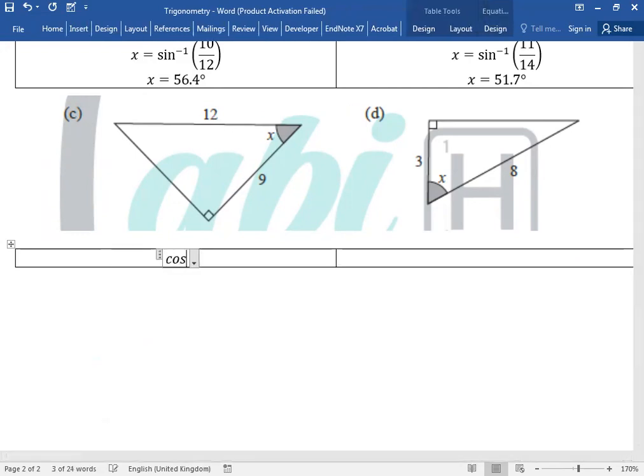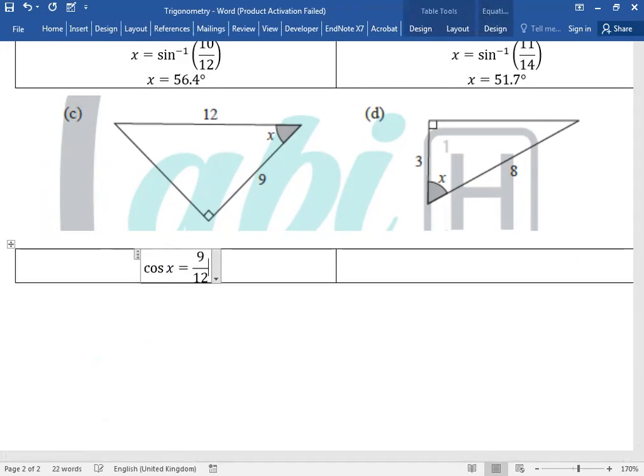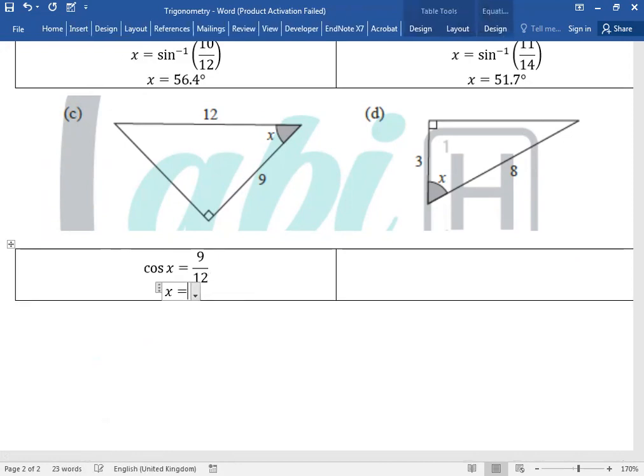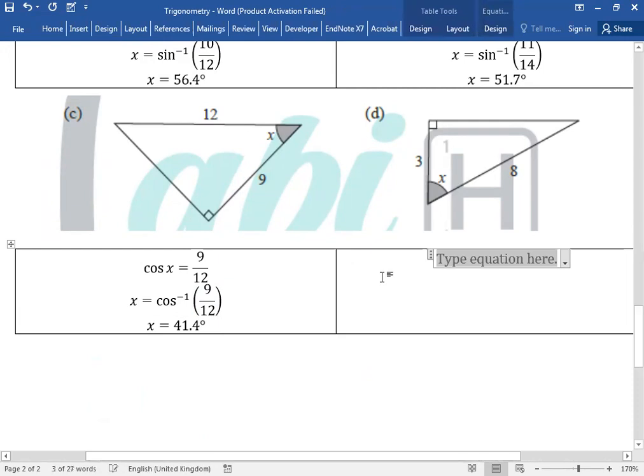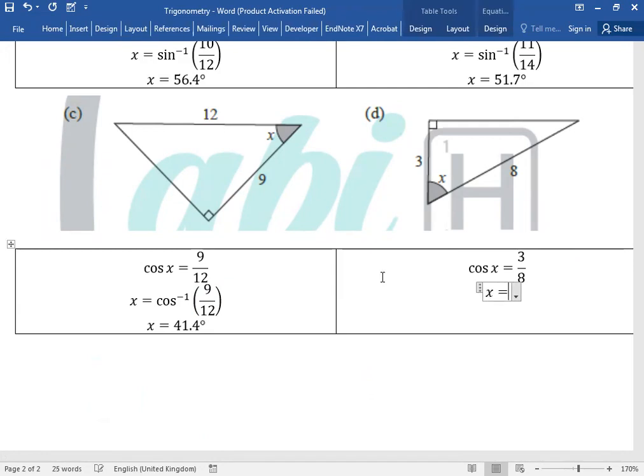Very good. We'll use cos x. What is the adjacent? 9 over 12. Again, this can be simplified to 3 over 4. But if you don't want to do it and you are adamant on using the calculator, that's perfectly fine as well. So what is the value of x? Okay, what about this one? Cos again. Cos x is 3 over 8 and x is cos inverse of 3 over 8. What is the value of x?